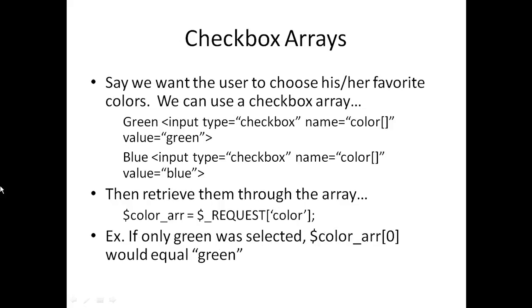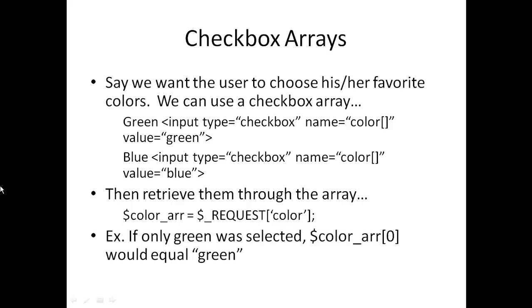Alright, so say we want the user to choose his or her favorite colors, colors being plural. We can use a checkbox array. Here's a static example. Notice the open and close bracket in the name field. And then to retrieve them, we just retrieve them through the array. So when you look at the color variable in the request array, you actually return an array.